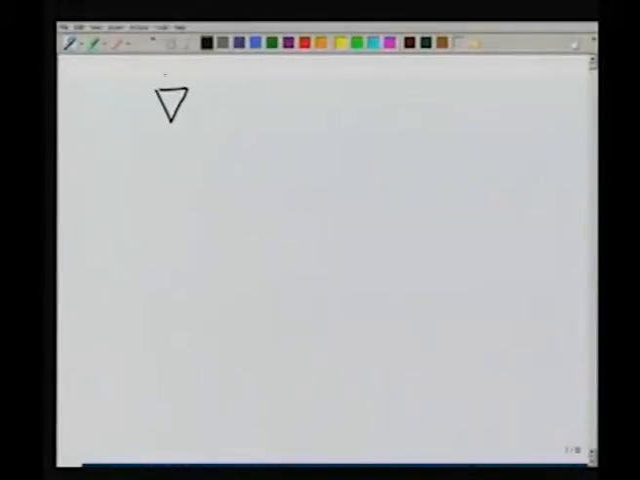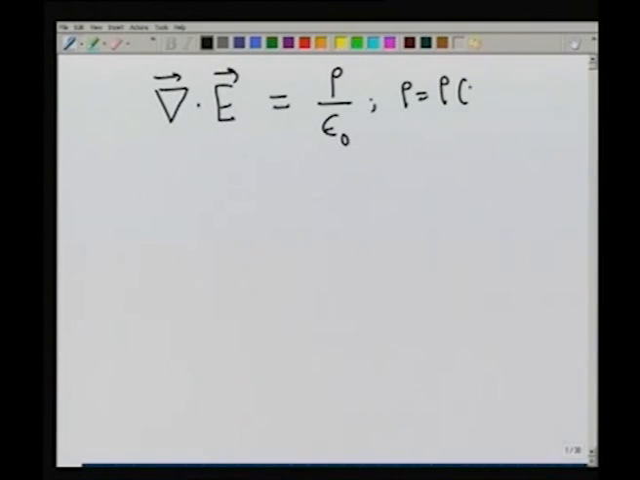In the last lecture, we found that all the electrostatic phenomena can be described in the following set of equations. The first equation is, of course, Gauss's law, which tells us that divergence E is equal to rho by epsilon naught. Of course, rho is a function of coordinate, and so is E. E is also a function of the coordinate.